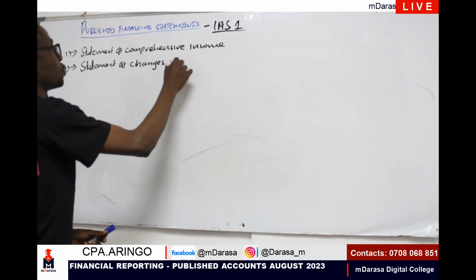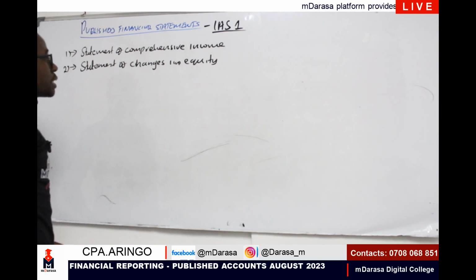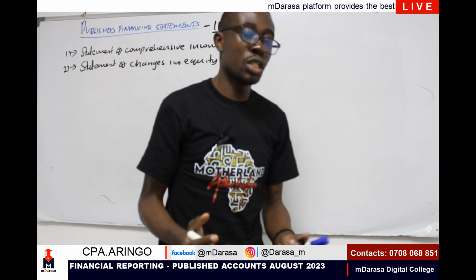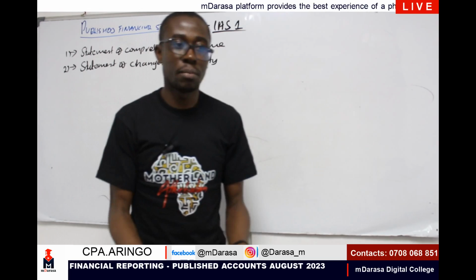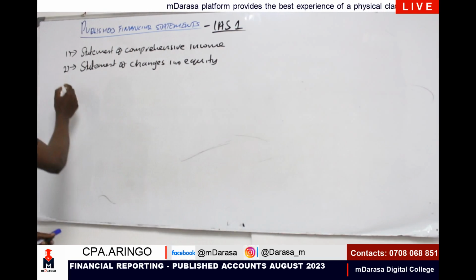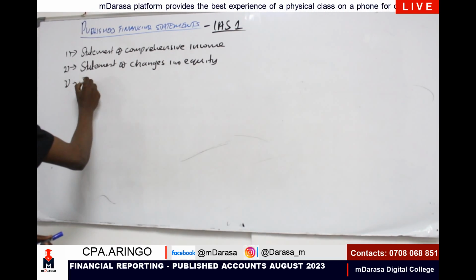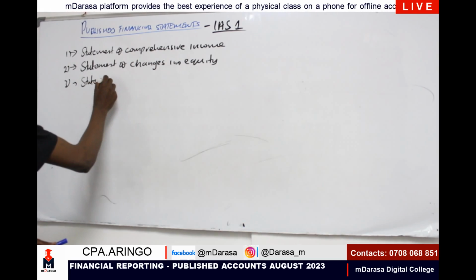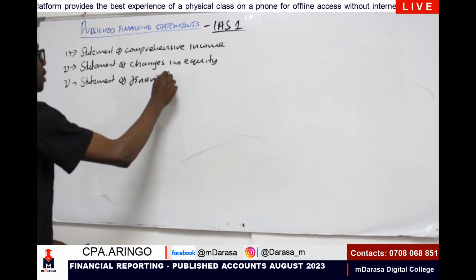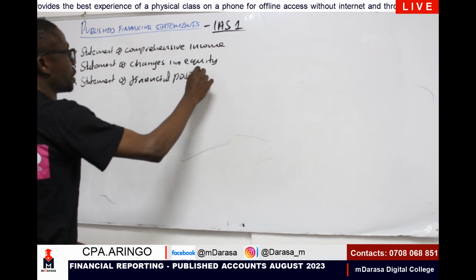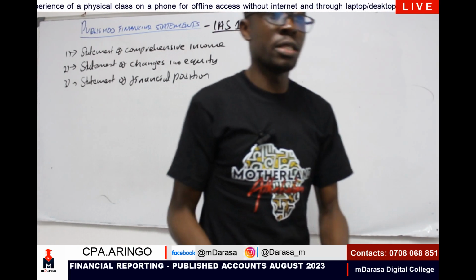Statement of changes in equity is a very important concept that you must always be able to present. It literally just shows the movement of shareholders' funds within a particular period, right? Another important item that you must also be able to present is your statement of financial position. A very key element that you must always have the format for and be able to present.